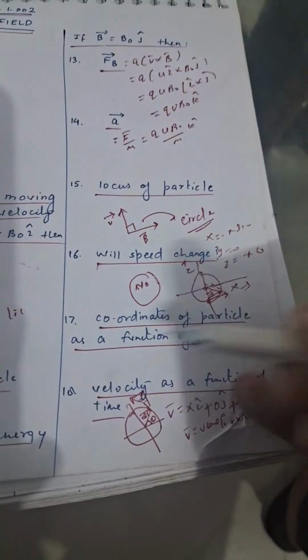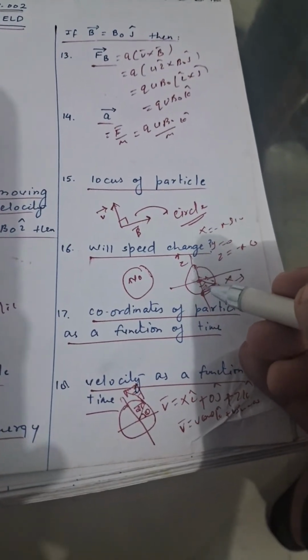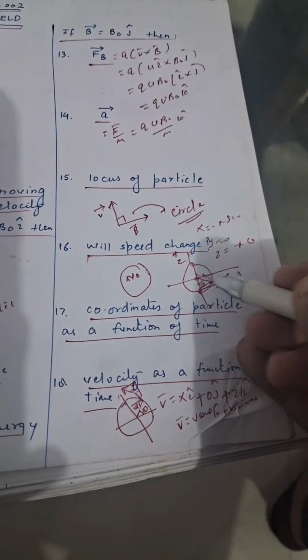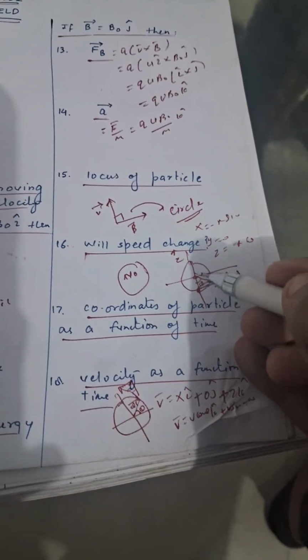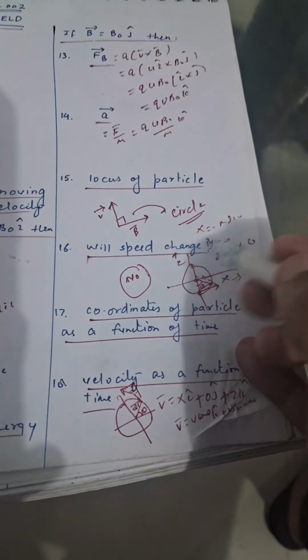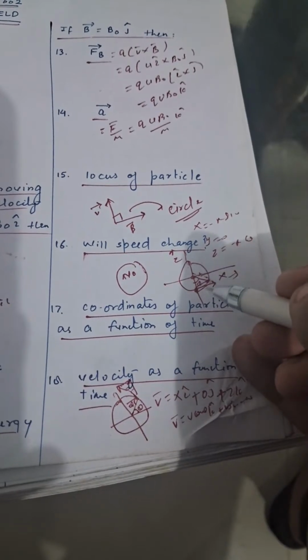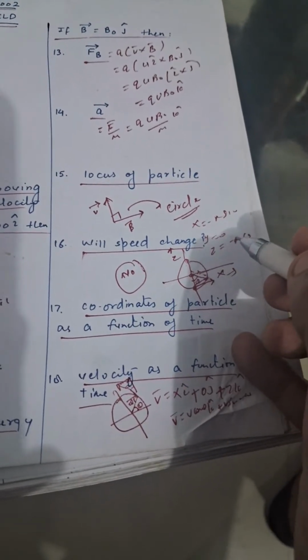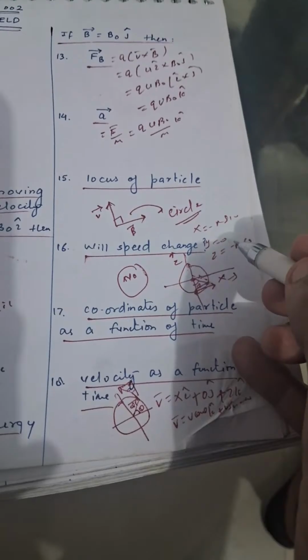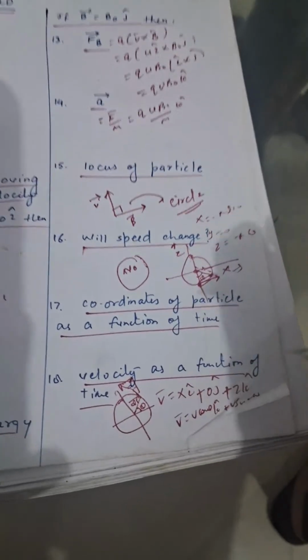Then is coordinates of particle as a function of time. So at a certain instant we can assume that the particle is like here in the xz plane. Suppose it's making an angle theta. So x here can be written as minus r sin theta. Y coordinate will be 0 because it's in xz plane, and z coordinate will be r minus r cos theta. So theta will change, accordingly the coordinates will change.